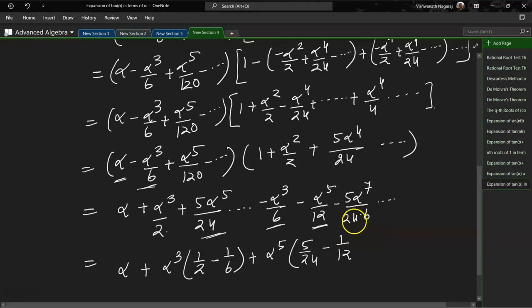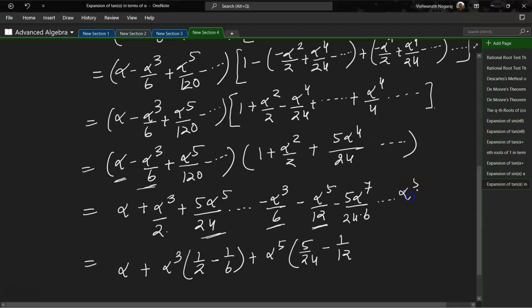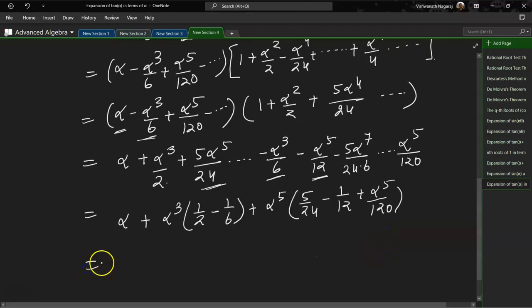Okay, and now we need to be careful because for alpha to the power of 5 there is one more term possible, right? If we multiply this with 1, so let's add one more term here, alpha to the power of 5 by 120. Now you won't have alpha to the power of 5 again, right? Okay, so now this becomes plus alpha to the power of 5 by 1. Okay, now let's simplify this.